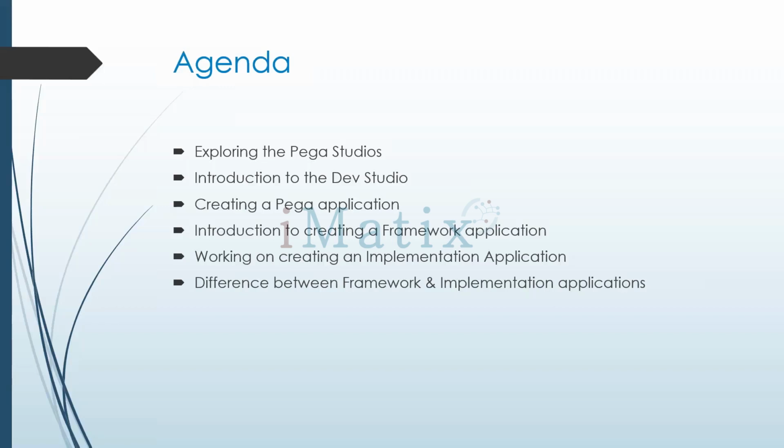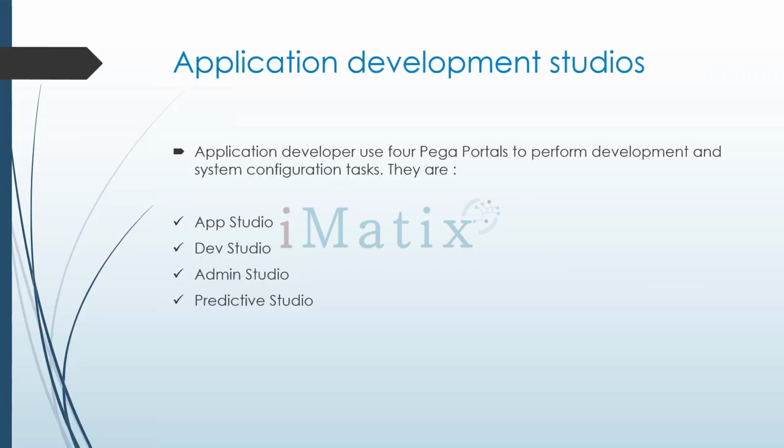Can you name those studios? Yes, we have App Studio, Dev Studio, Admin Studio and Prediction Studio. Exactly, perfect. We have App, Dev, Admin and Prediction Studios. Each one of them is designated for a specific set of people. App Studio is where we work on the accelerated application development.